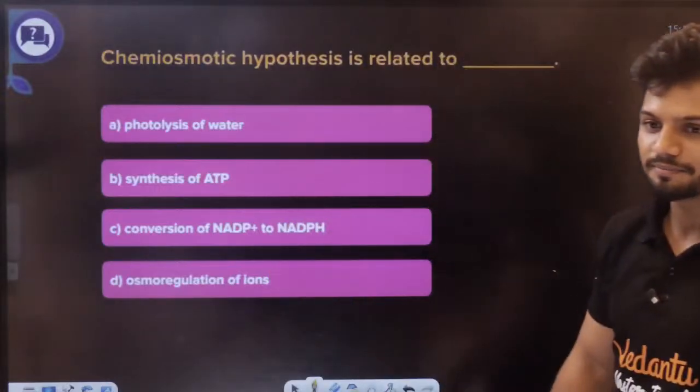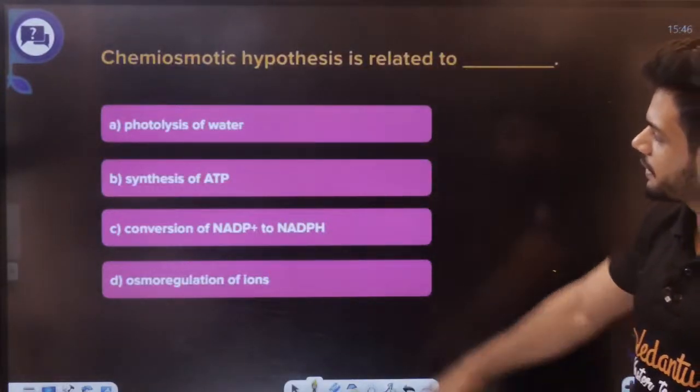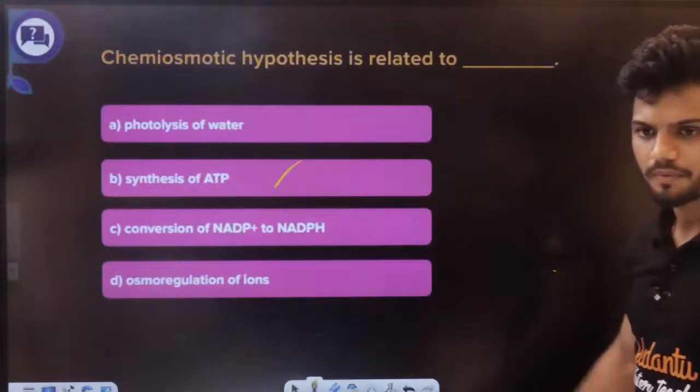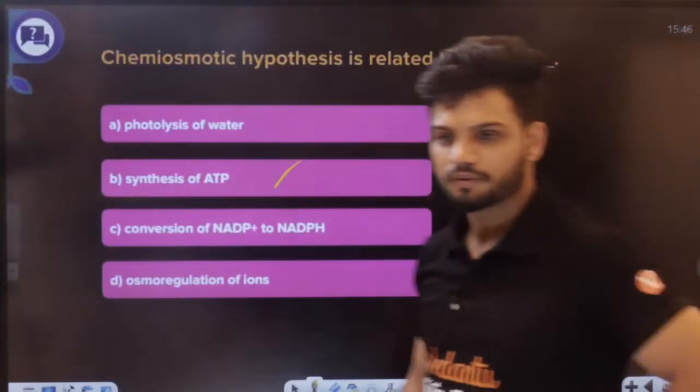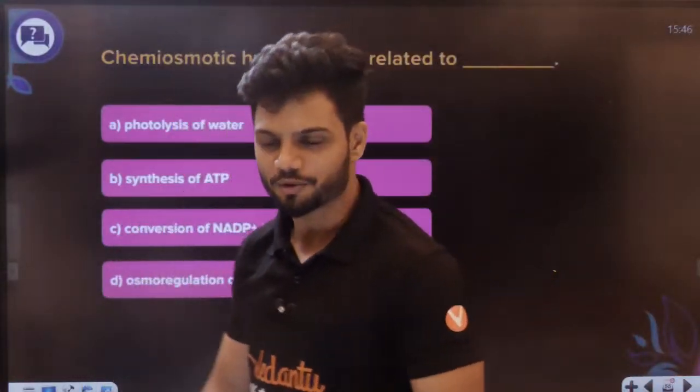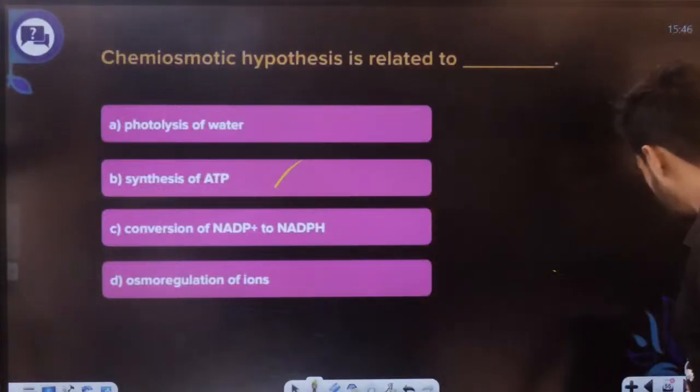So what is the answer here? Chemiosmotic is involved in the synthesis of ATP. Yes, I know Divanshu, students, I know. Synthesis of ATP.